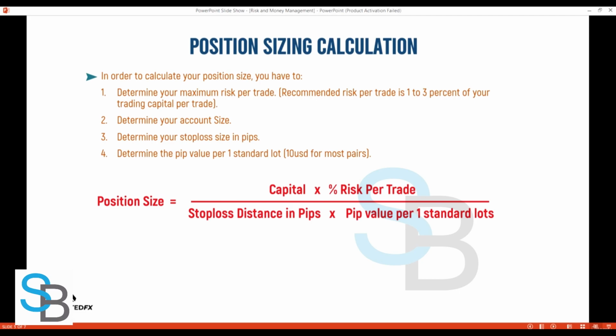consecutively. So let's say you have 5 consecutive losses, and you risk 1% per trade, it means you will have just lost 5% of your account. If you risked 3%, it means you have just lost 15% of your account with 5 consecutive losses.